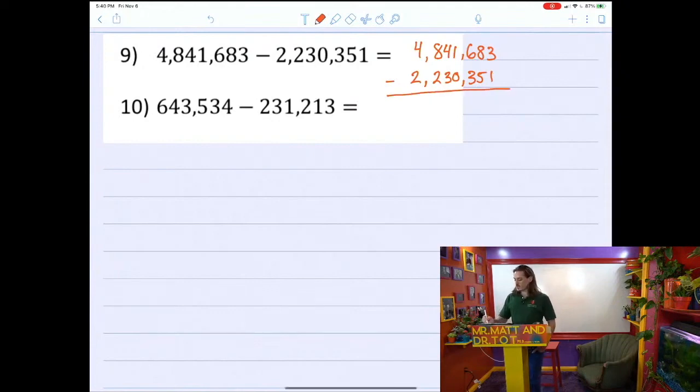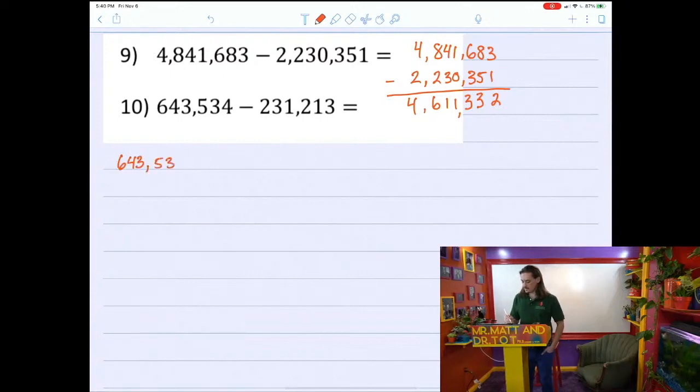And then we're going to just go digit by digit. So 3 minus 1 is 2, 8 minus 5 is 3, 6 minus 3 is 3, 1 minus 0 is 1, 4 minus 3 is 1, 8 minus 2 is 6, 4 minus 2 is 4. Notice there was no regrouping in that problem. For number 10, so your answer here is 4,611,332.